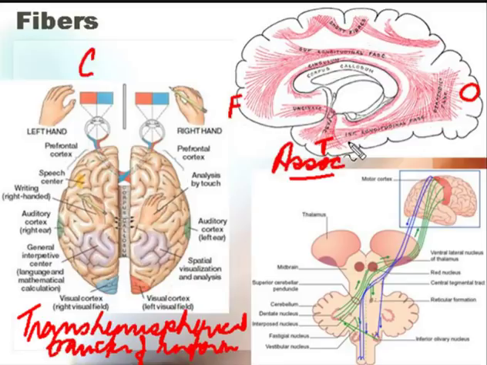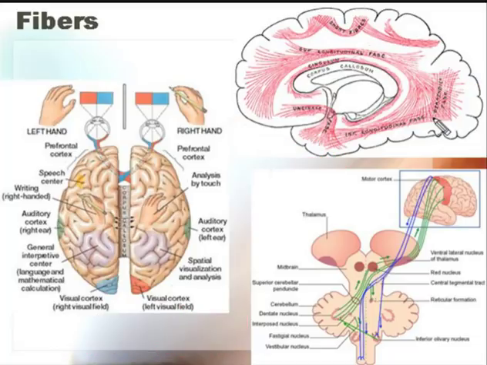Then we have up here, these are projection fibers. This is just showing you one of them. You can see these arrows going down, those are the descending tracts, and then you have these going up, so these are ascending tracts. All descending and ascending tracts form part of the projection fibers, and only one type is shown over here.